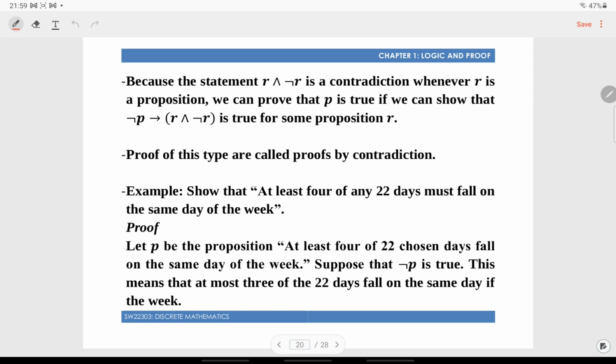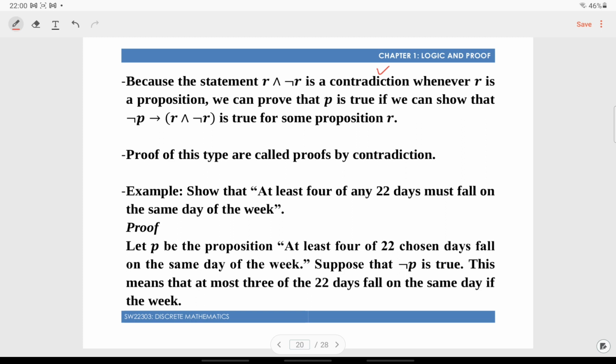Because the statement R and not R is a contradiction, whenever R is a proposition, we can prove that P is true if we can show that if not P, then R and not R is true for some proposition R. So this kind of proof is what we call the contradiction method. Let's see some examples to make it clear.